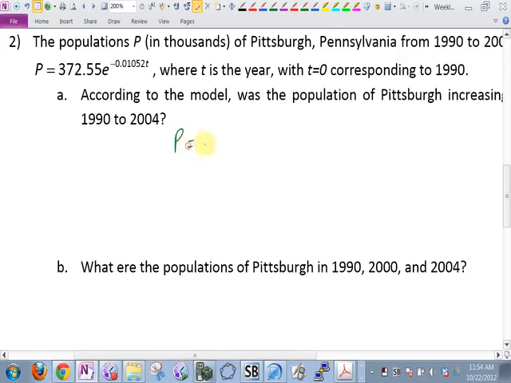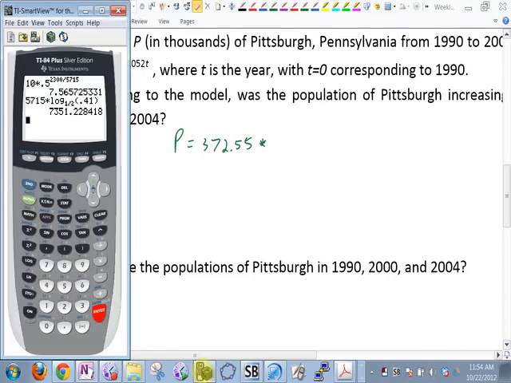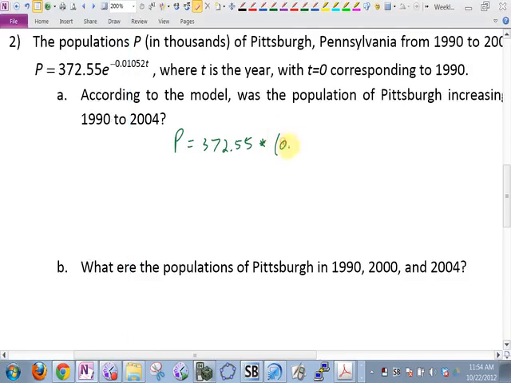I actually said this is P equals 372.55 times, and then I actually did e raised to the negative 0.01052 power. So it's 0.9895. Okay? So that's a different way you could write the model. They gave it to us as a base e exponential. You could rewrite it as a base 0.9895.